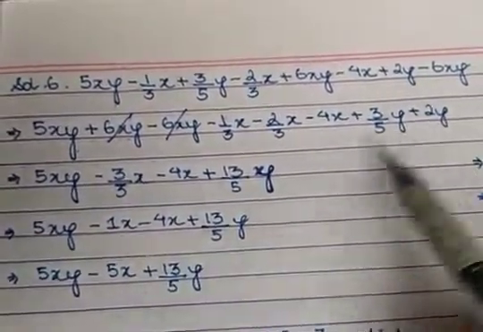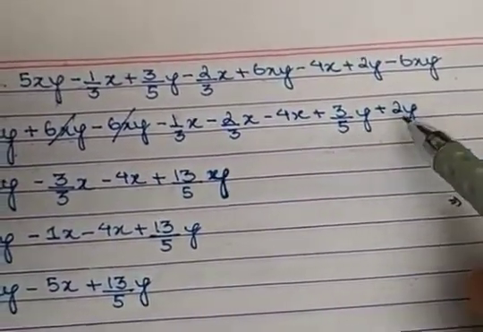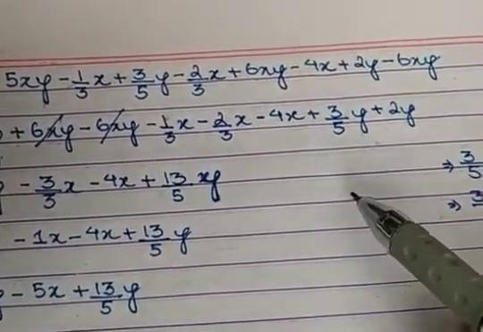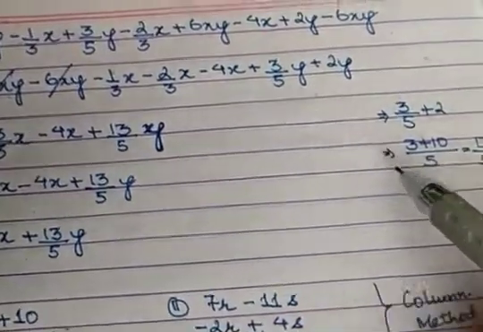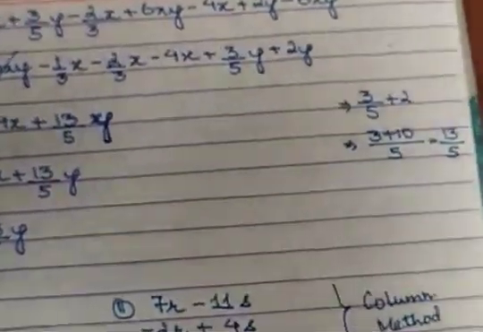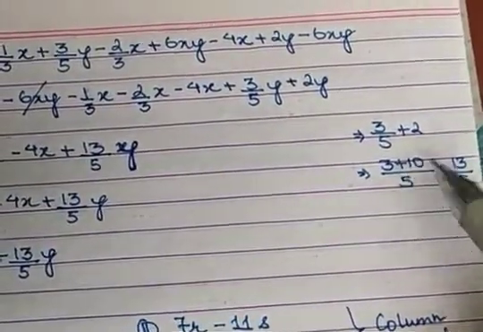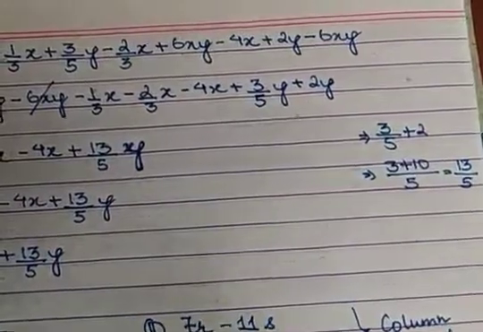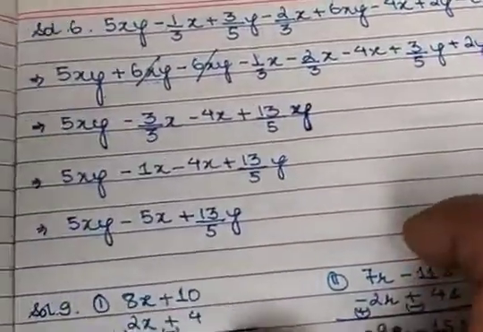Now for these two terms, we got a fractional form and a whole number, or a natural number, you can call it natural as well. So how do we add them up? Simple, by taking the LCM. That is what I have done here. 3 divided by 5 plus 2, taking the LCM and all, I got my result as 13 divided by 5. The variable remains as it is.